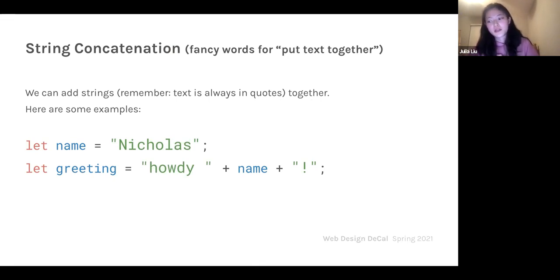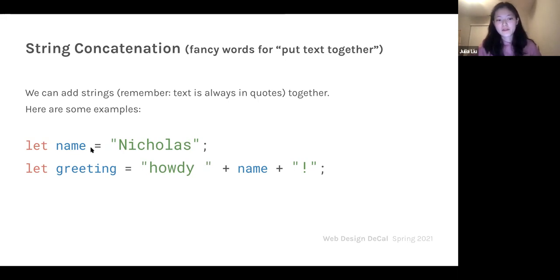There's this really cool thing in JavaScript and most programming languages where you can do string concatenation. Concatenation is basically a fancy word that means put text together. So we can add strings, which remember are text in quotes, together. Here are some examples. We can do let name equals "Nicholas". Make sure you have it in quotes, and then let greeting equals "howdy " plus name plus the string "!". So let's break this down a little more.